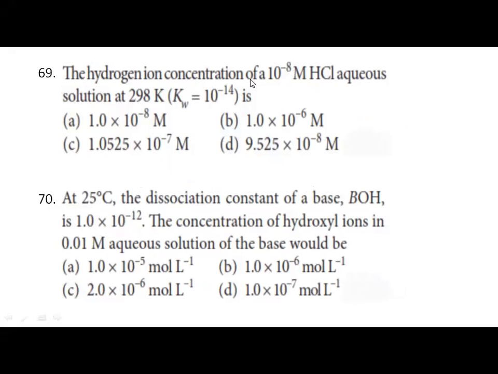The hydrogen ion concentration of a 10 raised to minus 8 molar HCl aqueous solution at 298 Kelvin, ionic product of water is 10 raised to minus 14. Even if they don't give us ionic product of water, we can calculate. They have said 10 raised to minus 8 molar HCl. So 10 raised to minus 8 molar HCl is nothing but 10 raised to minus 8 molar H plus ion concentration, because it is a strong acid.